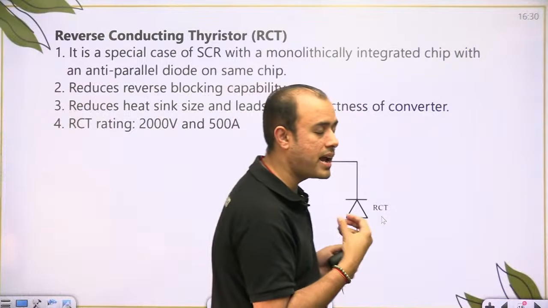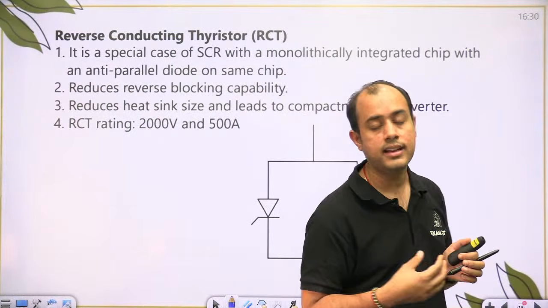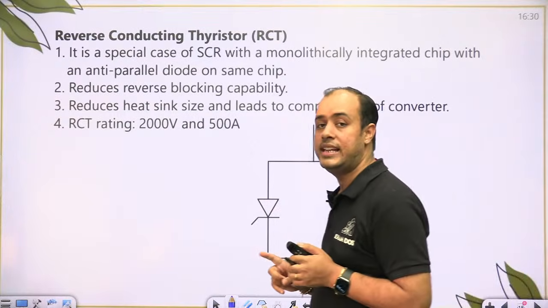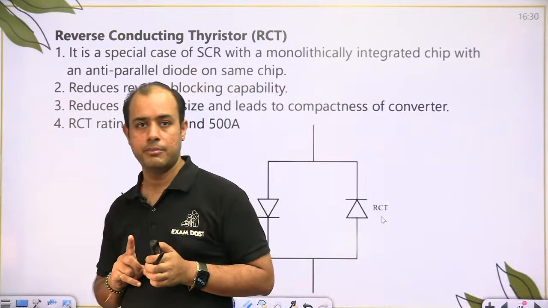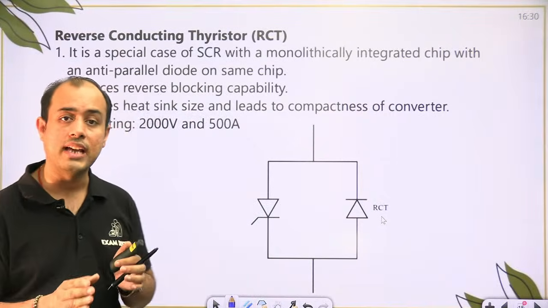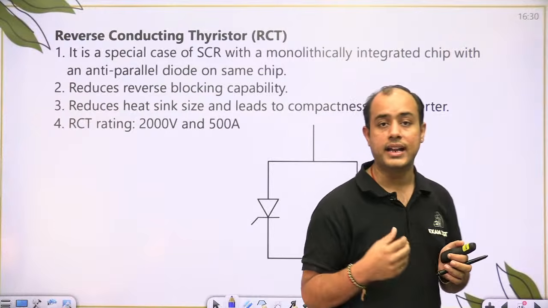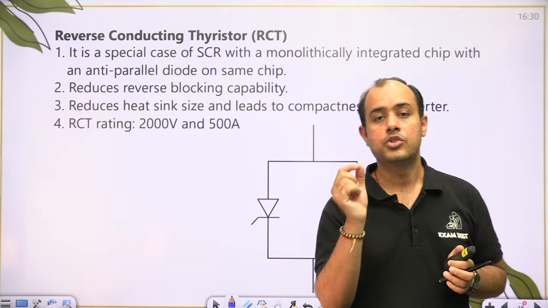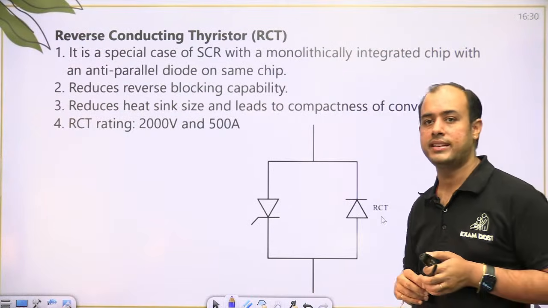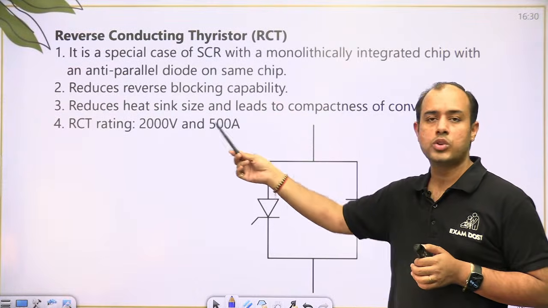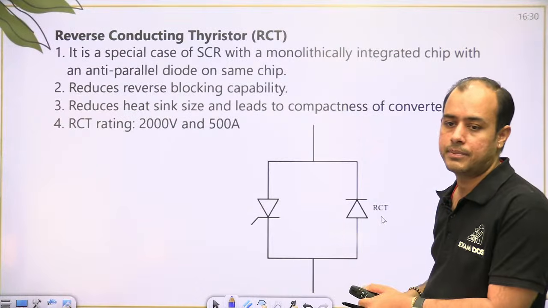Voltage source inverter में anti-parallel diode चाहिए होता है, वहां आप इस IC का इस्तेमाल कर सकते हैं. So this will lead to saving in the space. Why? Because now diode is fabricated on the same IC. So you don't need to connect a diode externally. So you can save a lot of space and reduce the size of heatsink. So rating is 2000 volt 500 ampere.